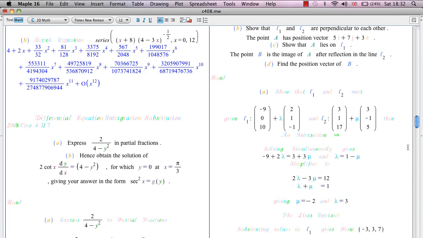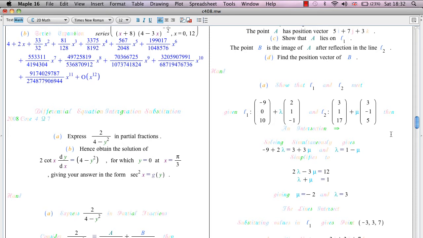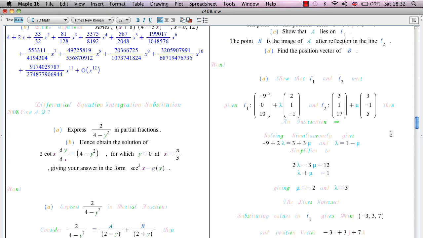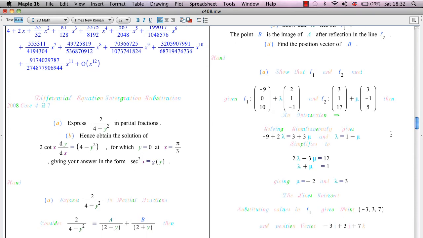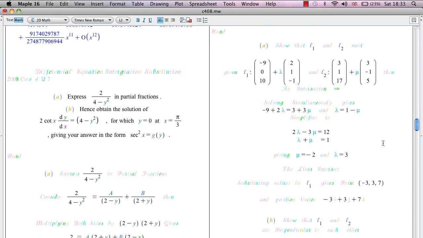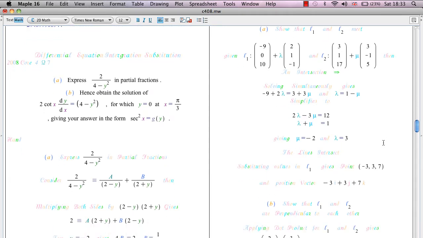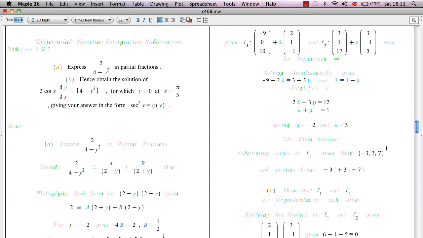So given the two lines, considering an intersection, then minus 9 plus 2 lambda will be equal to 3 plus 3 mu, and lambda will be equal to 1 minus mu. So solving simultaneously gives values for mu and lambda. So the lines intersect, and substituting lambda equals 3 into L1 gives a point, and we can write down the position vector.